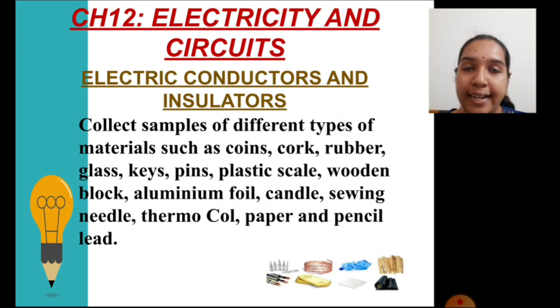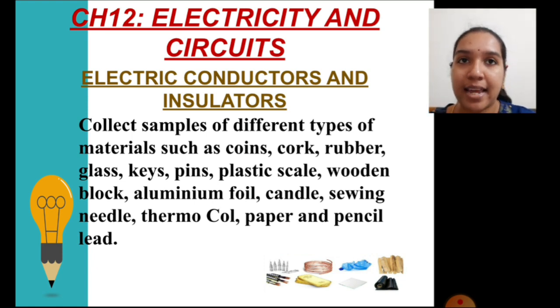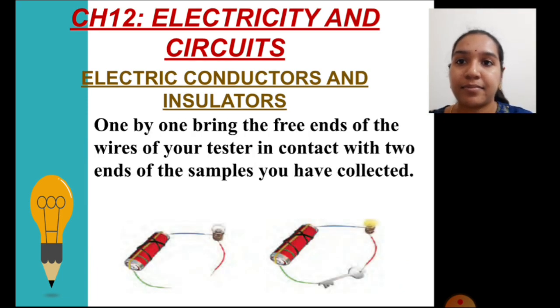We will try to collect numerous samples of objects for testing their nature with respect to electricity. We will test on the commonly available samples around us like coins, cork, rubber, keys, pins, plastic, wooden, aluminium foil, thermocol, paper, pencil, etc. So we'll try to collect these objects and test them. The arrangement you see here will be your tester now.